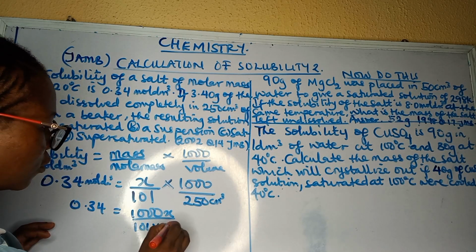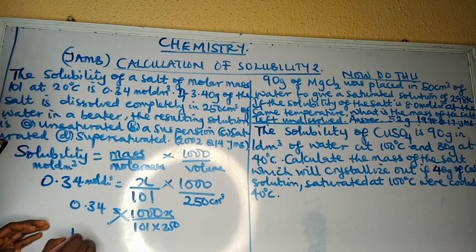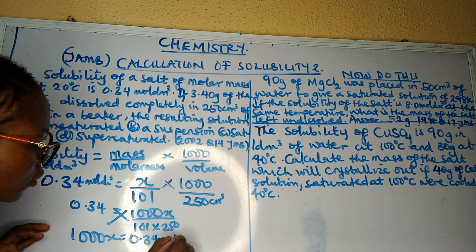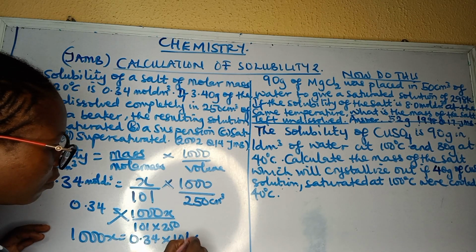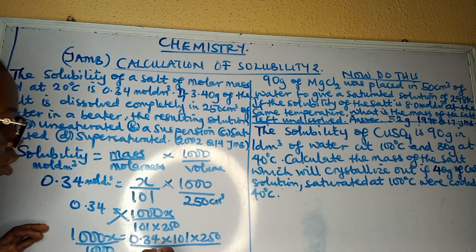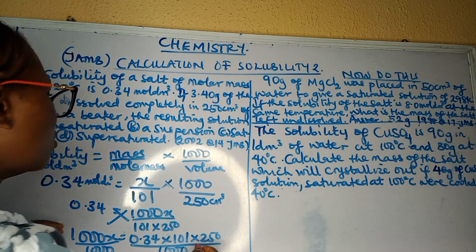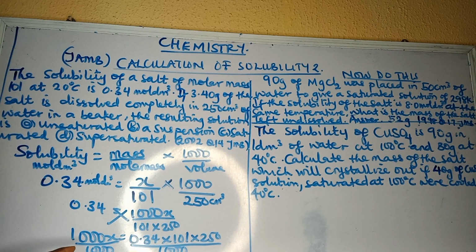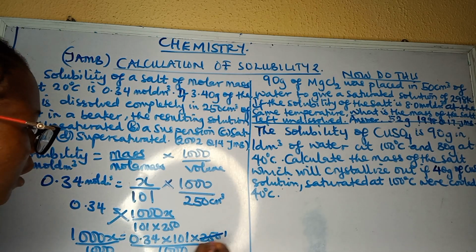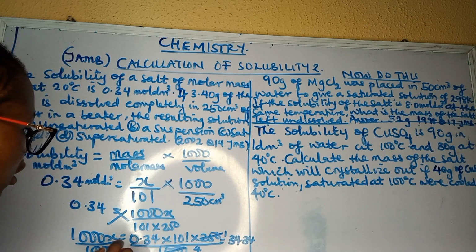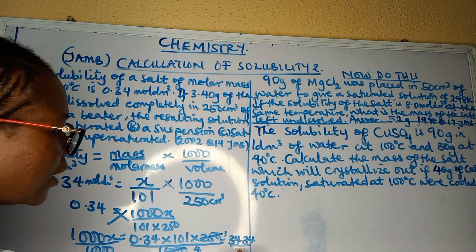101 multiplied by 250. So if you cross multiply, we have 1000x equals 0.34 multiplied by 101 multiplied by 250. Dividing both sides by 1000, the 250 here and the 1000 here cancel to 4, so we have 34.34, which is 0.34 multiplied by 101, divided by 4.